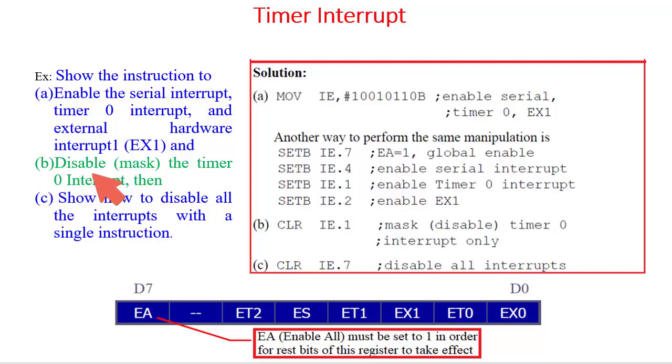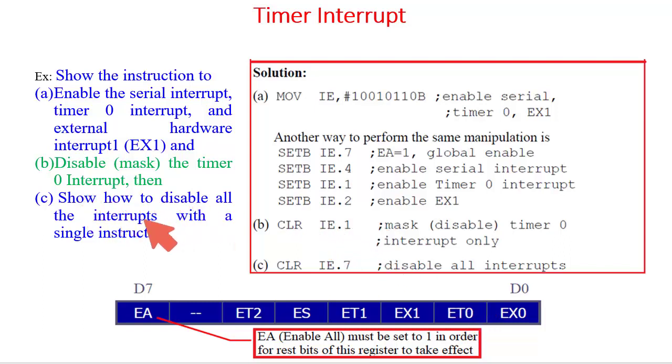Next, part B. Disable the timer 0 interrupt. Which one is timer 0 interrupt? This one is timer 0 interrupt, ET0. We can disable this bit by a bit addressable instruction. The bit addressable instruction is CLR, that is clear. So we will use CLR, and this is bit number 1. So we will use CLR IE.1.